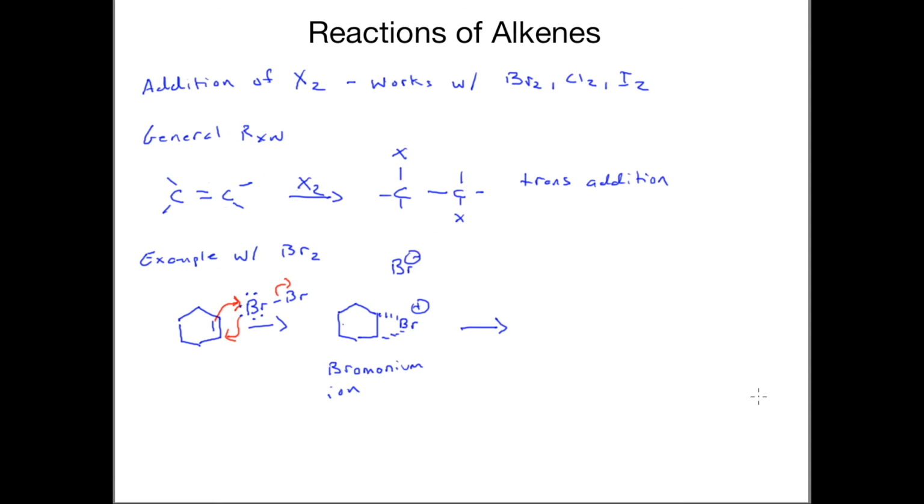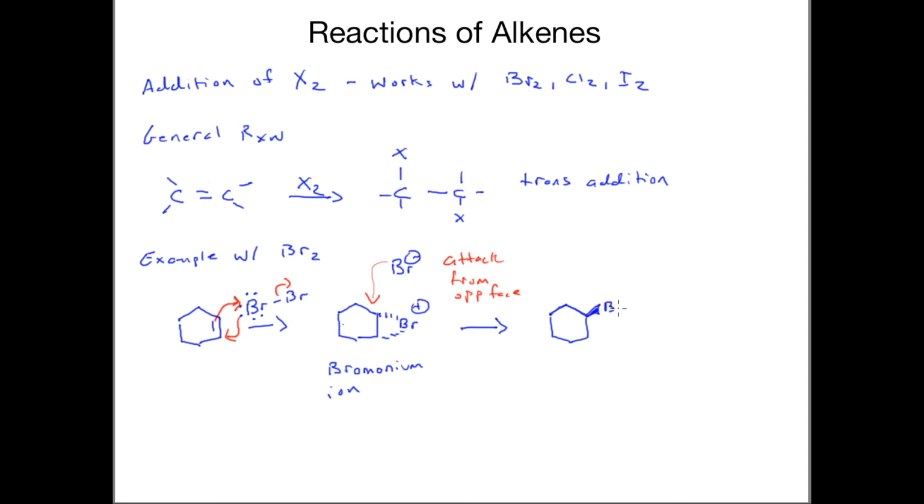And now what you can see is that the bromide in this case is forced to attack from the opposite face. It's going to come in and add above the other bromine. So we have the bromonium ion forming on the bottom face, and now this bromine is going to add from the top side of our bromonium ion.